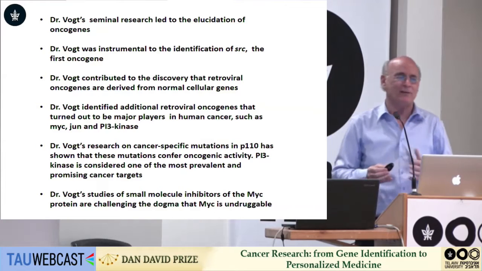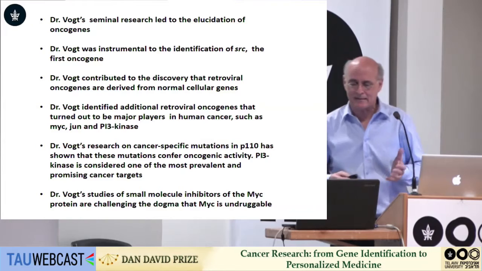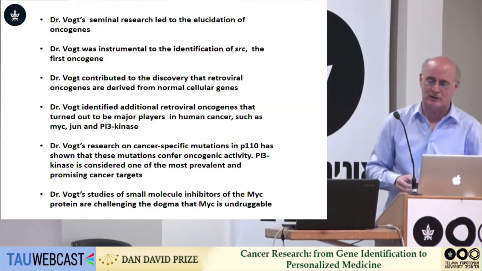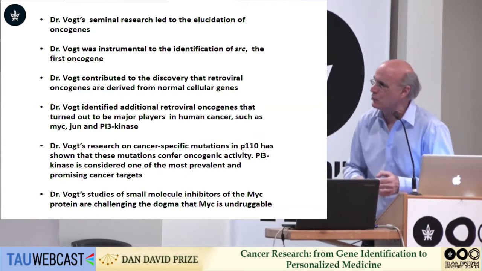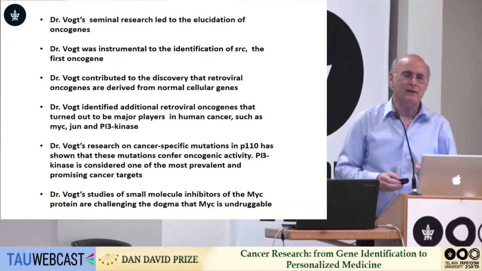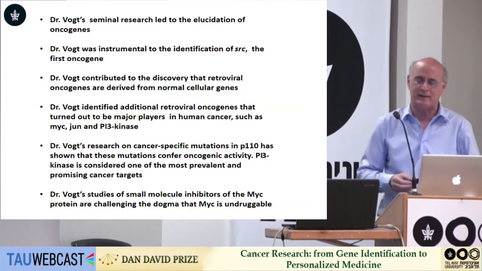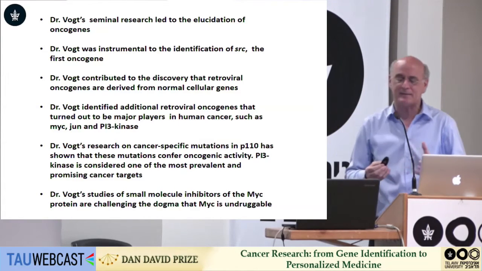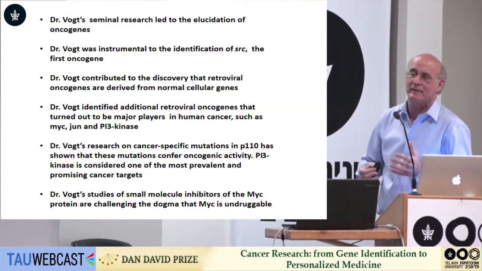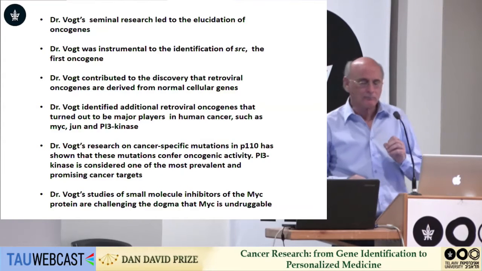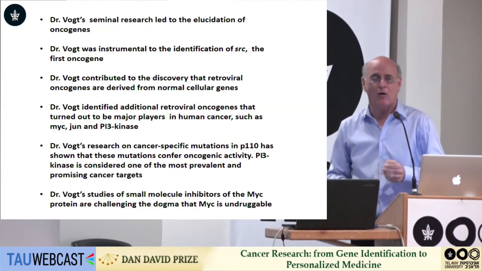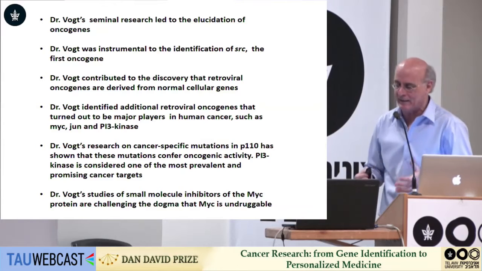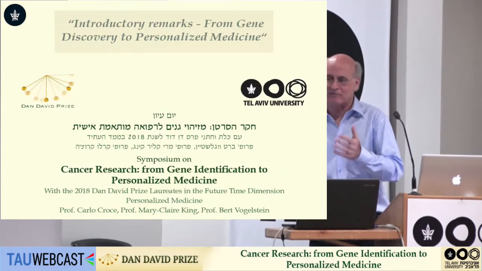Peter was also involved in the identification of additional viral oncogenes, such as the famous MYC, JUN, and PI3 kinase. All of these later turned out to be very important in the pathogenesis of cancer, including human cancer. Peter showed that cancer-causing mutations in P110, the catalytic subunit of PI3 kinase, are involved in the acquisition of oncogenic activity. This PI3 kinase, as you know, is a very prevalent target in cancer. And finally, in recent years, Peter was involved in studies of small molecules that act as inhibitors of the MYC oncogene, thus challenging the dogma that MYC is undruggable. So I'd like to invite Peter Vogt to open this meeting.